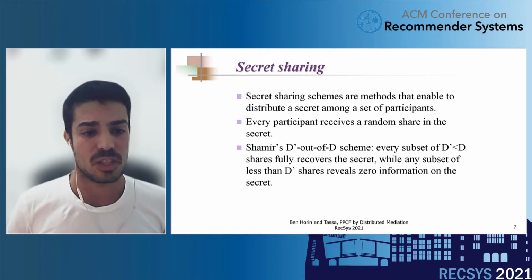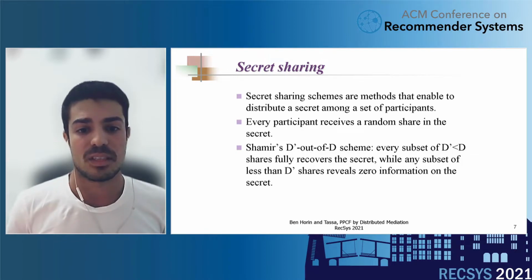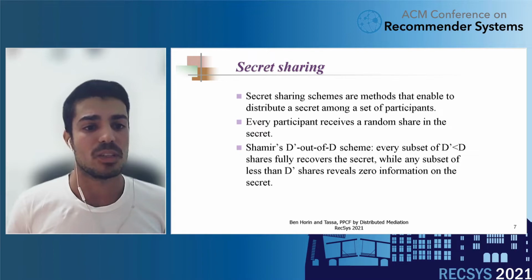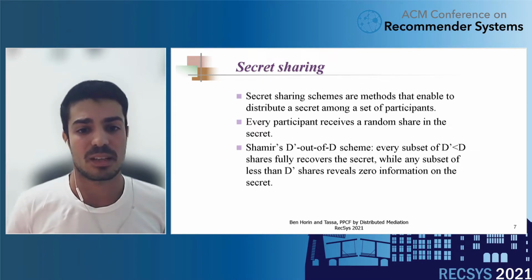So what are secret sharing schemes? Those are methods that enable to distribute a secret among a set of participants. Each participant receives a share, which is a random value that is related to that secret. In Shamir's D' out of D scheme, every subset of D' shares can be used to fully recover the secret, while any subset of less than D' shares reveals zero information on the secret.